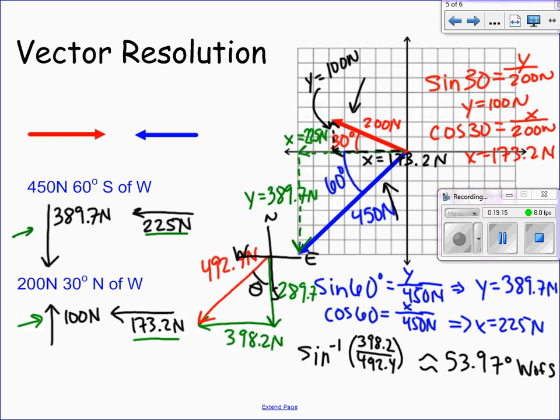If you wanted to do the complementary angle of that, that would equal out the 90 degrees, you could also write, and it would be correct, 36.03 degrees south of west. And if you did that, you would be talking about this angle right here. So the first time you see vector resolution, it looks like it's very difficult, but it's not as hard as it seems. You just need to do practice with it.